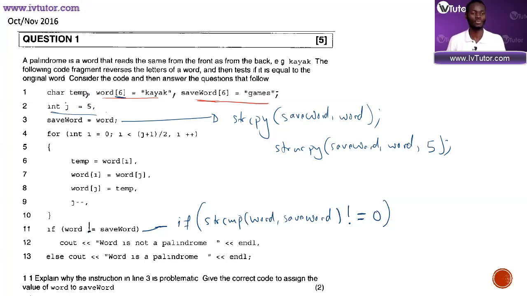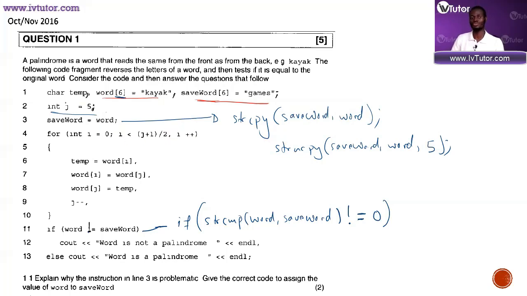So they say int j equals 5, which means we start by saying j equals 5. We don't know what j is or how j is being used. The only way to make sense of this is to go ahead and look at the code. So here we are copying word into save word because we've fixed this line, which means we've now copied word into save word, right? That's fine. Then we say int i equals 0, i less than (j plus 1) over 2.